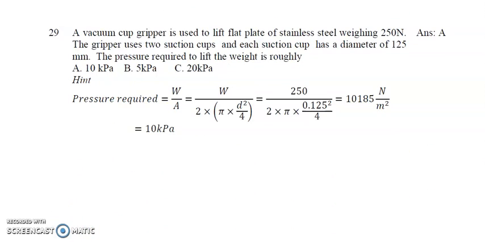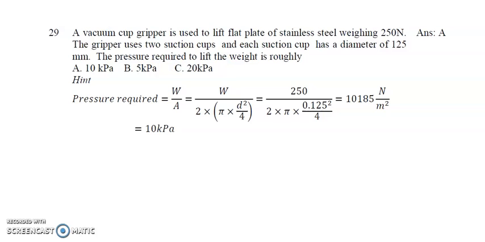Question number 29. A vacuum cup gripper is used to lift a flat plate of stainless steel weighing 250 Newton. The gripper uses 2 suction cups and each suction cup has a diameter of 125 mm. The pressure required to lift the weight is roughly A, 10 kilopascal; B, 5 kilopascal; C, 20 kilopascal. So the pressure required is equal to the weight by area.